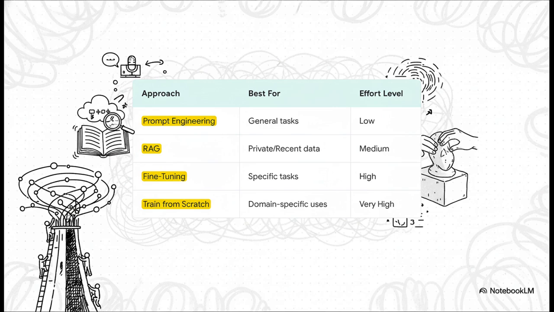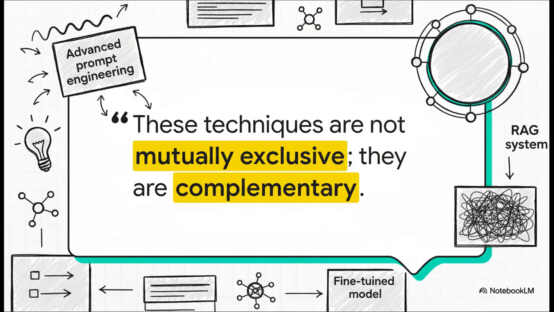Prompt engineering? That's your starting point. It's low effort, super cost effective. Then there's RAG. That's perfect when you need the model to know about your private documents or recent data. Fine-tuning? That's when you need to teach it a very specific skill or style, like your company's brand voice. And training from scratch? Whoa. That's the big one, reserved for massive, super unique projects. And what's really important to remember is that you don't have to pick just one of these. They're not mutually exclusive at all. In fact, they're complementary. You can totally mix and match, like using a RAG system that pulls data into a fine-tuned model to get the absolute best results.